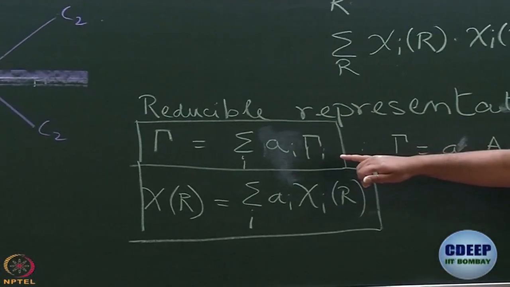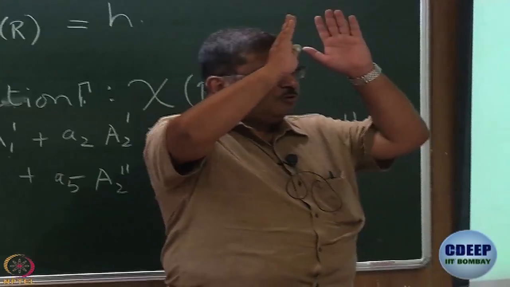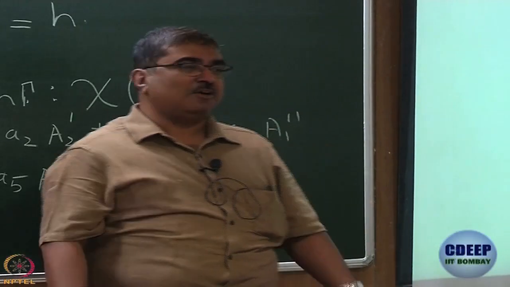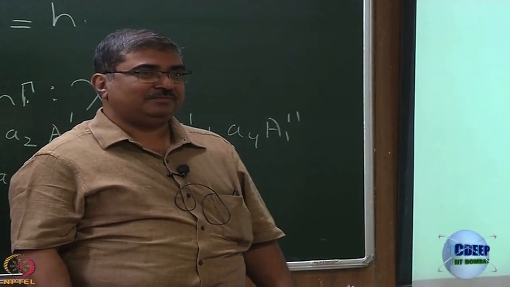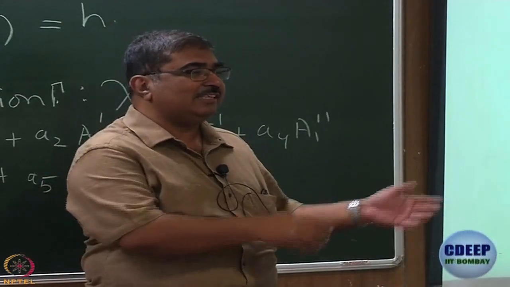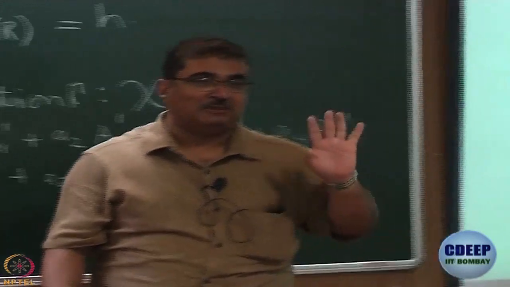When we write this gamma equal to sum over i, a_i gamma_i, what we mean is that no matter which R you take, the same linear combination should hold. It cannot be different for different R's, because then you will not get the same reducible representation. Okay, that is the question I was actually waiting for. Great. Now we will go ahead.